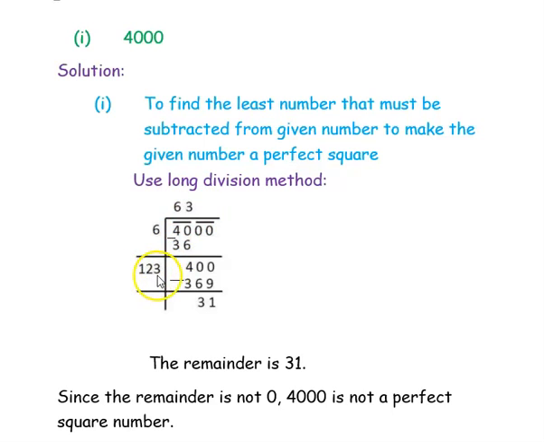Now 123 into 3 will be 369, which is less than this 400. We want it to be less than or equal to this 400. So I found 123 into 3 is 369, which is less than 400. If you put 124 into 4, the number will be greater than 400. So we have to take only 3. Now I am subtracting 400 minus 369. So the remainder will be 31. Since the remainder is not 0, 4000 is not a perfect square number.